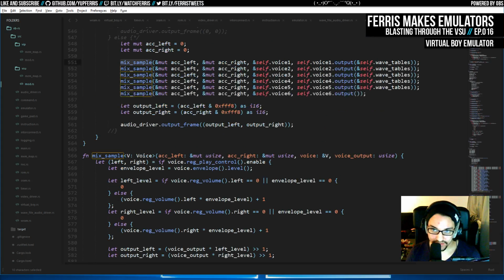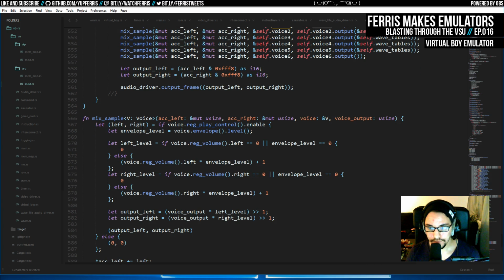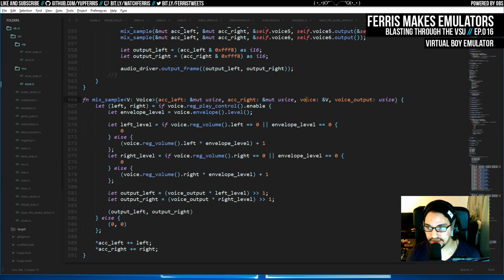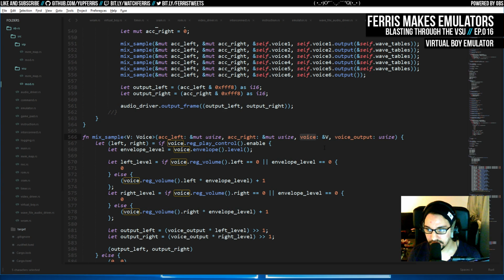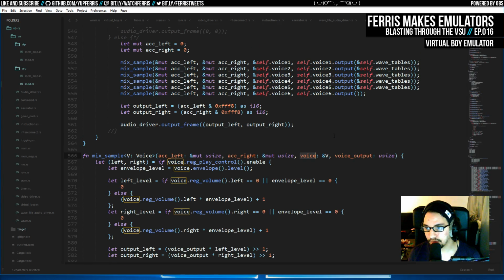So mix sample is basically going again to take these accumulators, and it's going to take the voices and what their output would be at this point in time. The reason it takes the voice is because the voice has stuff like play control, envelope, and volume, and we need to be able to read those out of the voices. And the reason why we don't just do the voice output here as part of the voice struct is because, again, the voices may need other dependencies to actually generate that output. For example, the first 5 voices need the wavetables from the audio unit itself to actually generate output, whereas the noise doesn't. So that's a subtle difference.